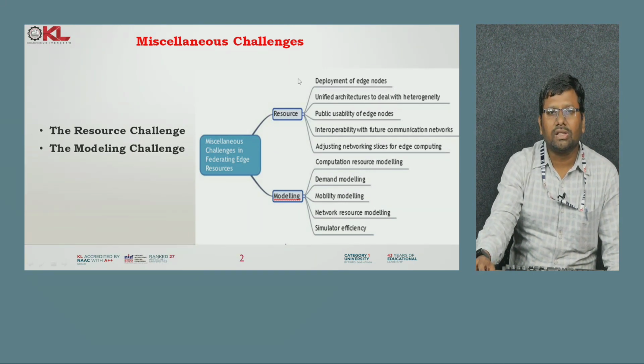The next challenge under the resource category is a unified architecture to deal with heterogeneity. Heterogeneity means what? Homogeneity means the same category, heterogeneity means different things. In different scenarios, it would be better if we have a unique architecture. That simple architecture could address a lot of problems. Suppose there is a model that could address many challenges. For every challenge we cannot address with respect to only one model.